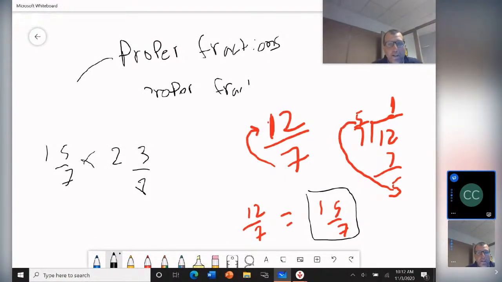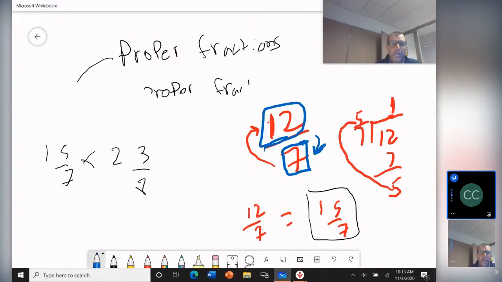I will practice up today converting improper fractions into proper fractions. And just remember, whenever you see the top number, numerator, in this case, the 12, is bigger than the denominator, the bottom number, in this case, which is 7, it's an improper fraction. And in most cases, for an answer, we're going to have to convert that into a proper fraction.